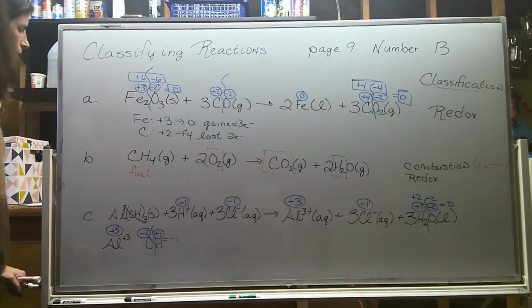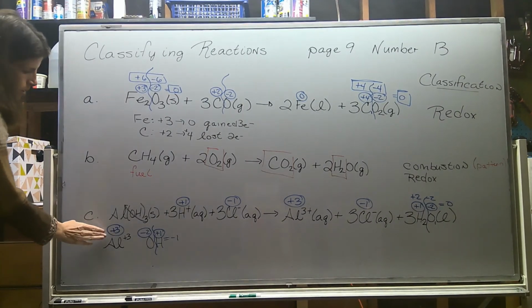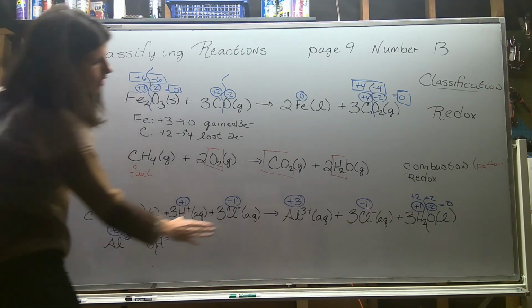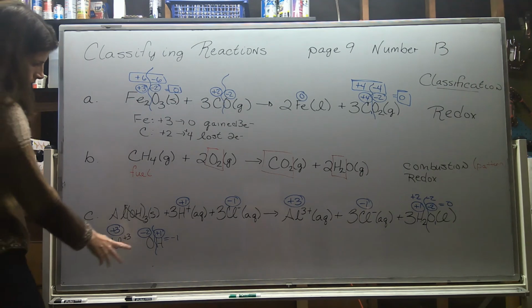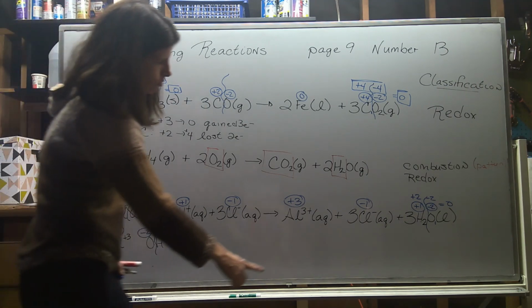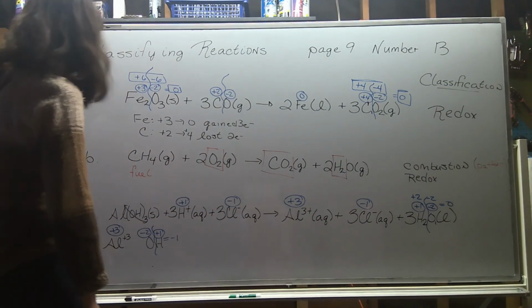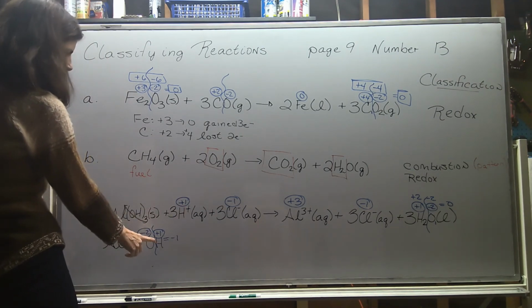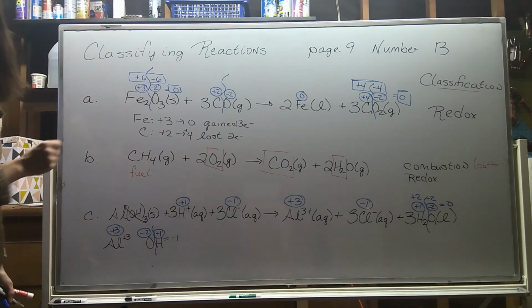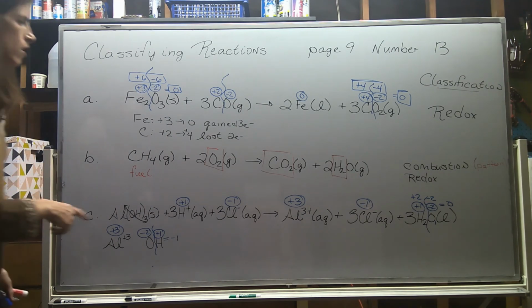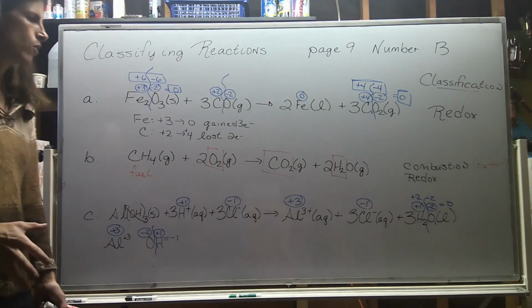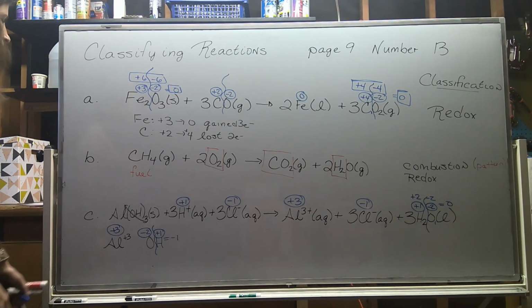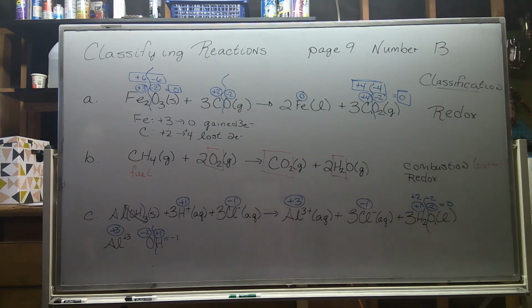Look at all your circled values. Let's systematically look at them. Aluminum was a +3 over here and a +3 over here. So it didn't gain or lose electrons. Oxygen is a -2 and a -2. Nothing going on with our oxygen. Hydrogen, lots of hydrogens, but every single one of the hydrogens are +1s. And then our chloride is a -1 over here and a -1 over here. Also nothing going on with that chlorine or chloride. So I can't classify this as a redox reaction.